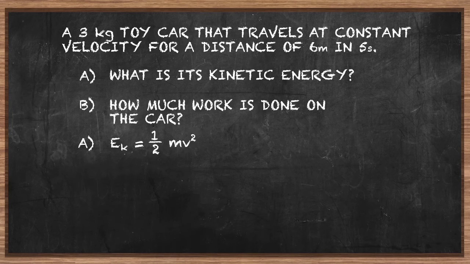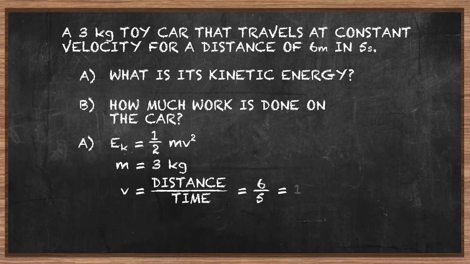EK is equal to 1/2 times mass m times v squared. We have the mass of the car, 3 kilograms, but we need to determine the velocity of the car. Velocity is constant, therefore v is equal to distance, 6 meters divided by 5 seconds. Its velocity is 1,2 meters per second.